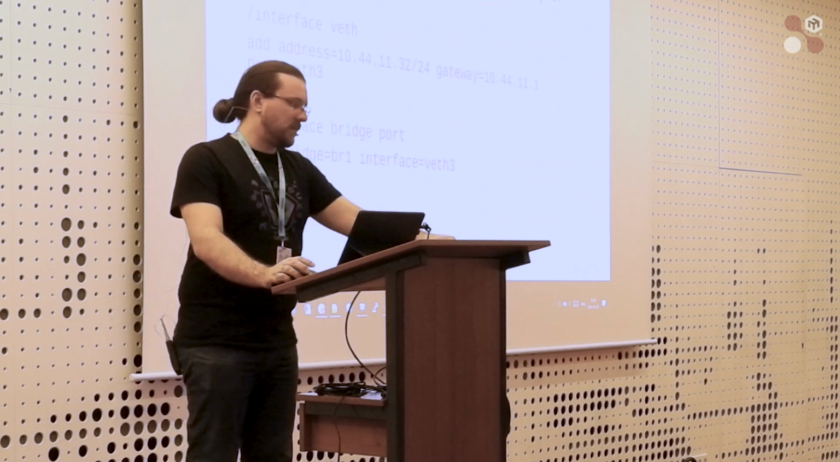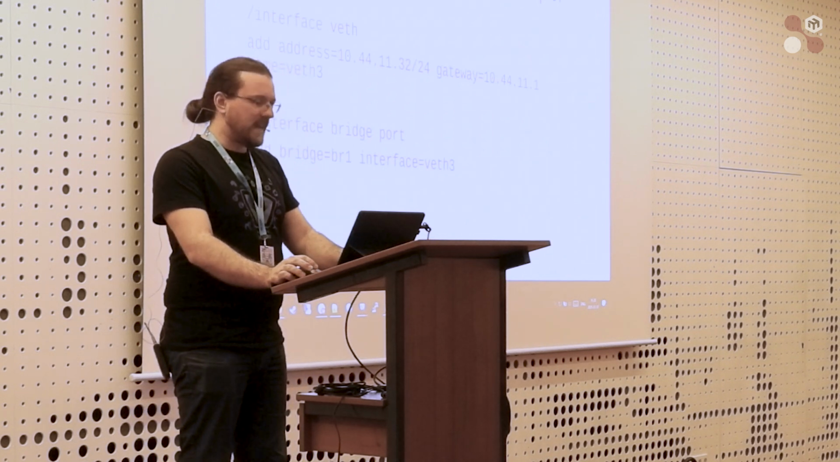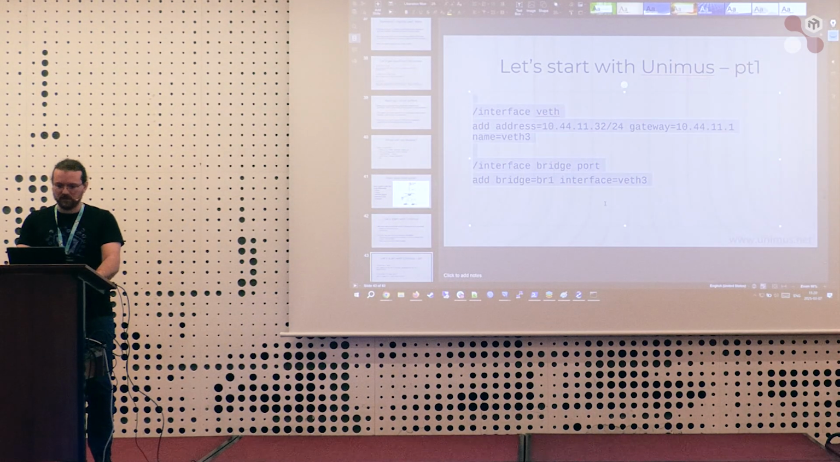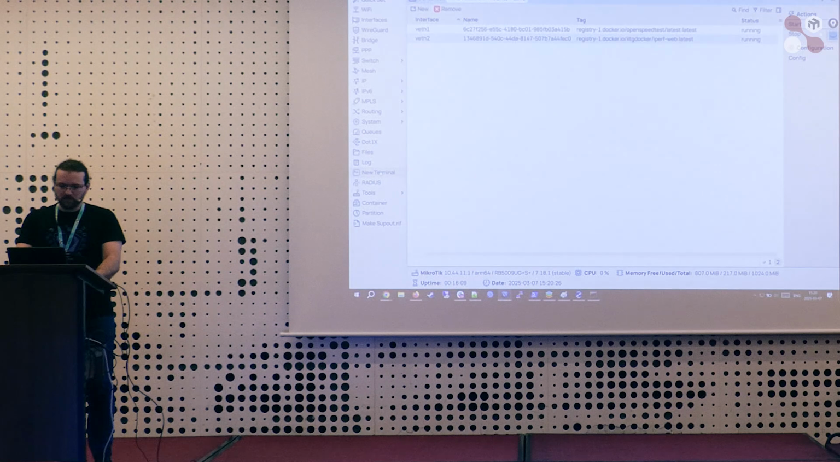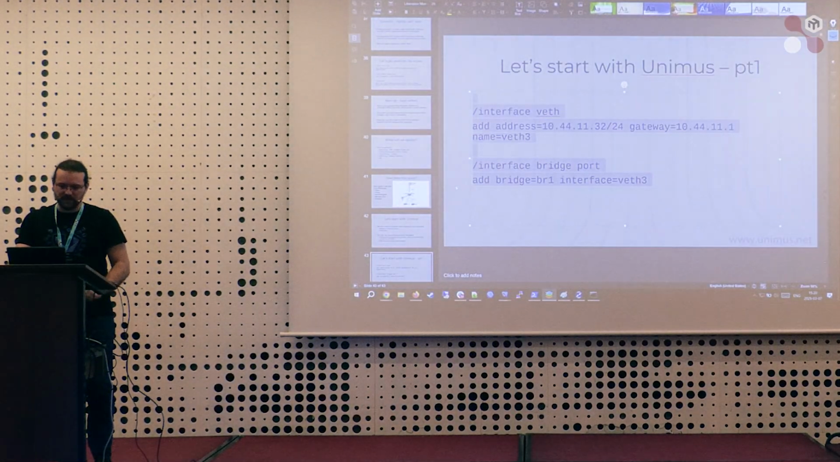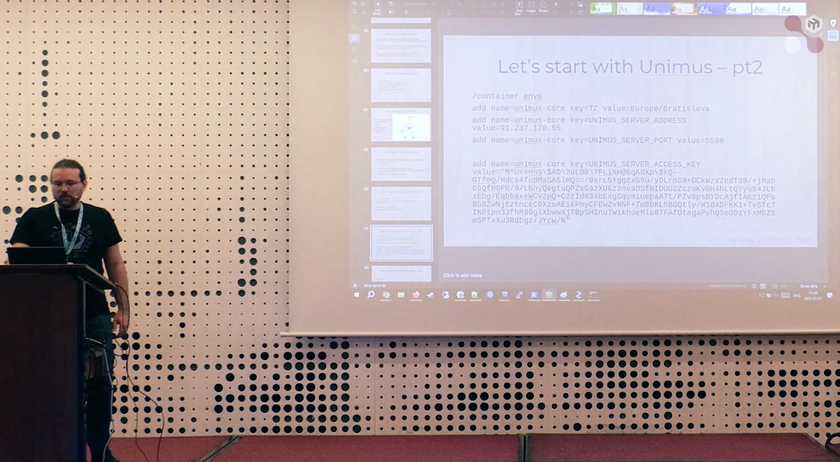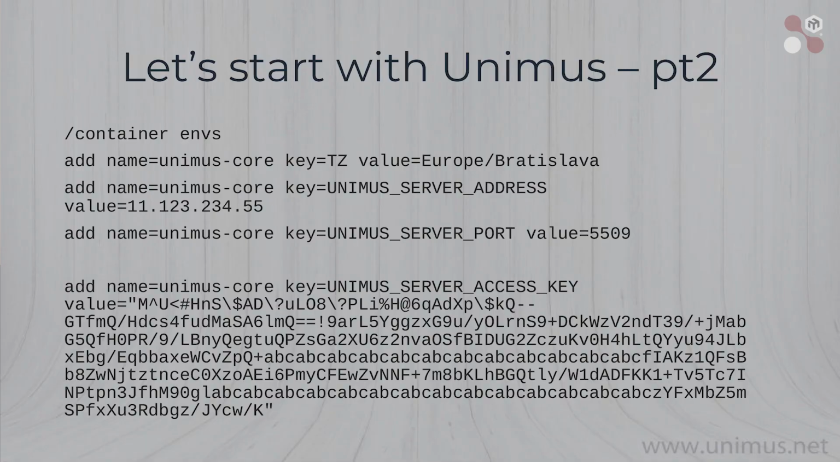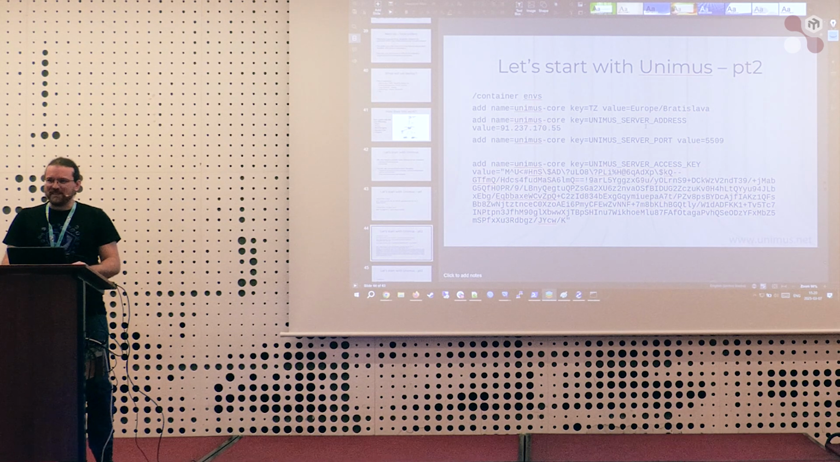So let's start with Unimes. We already know this part. We are just creating a containerized virtual Ethernet interface and deploying it into our local network, into our bridge. So let's just copy that, paste it in. I have like 3 terminals open at this point, but that's fine. And here is the example of our environment variables. Using these, we are specifying our time zone, then the Unimes server address, the Unimes server port, and a very, very secret access key that all of you can see. Don't worry, this is just for this presentation.